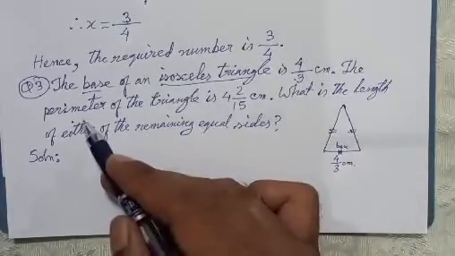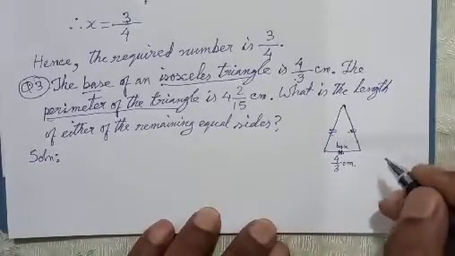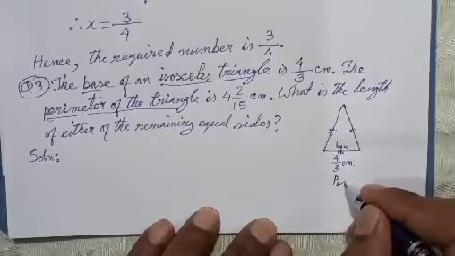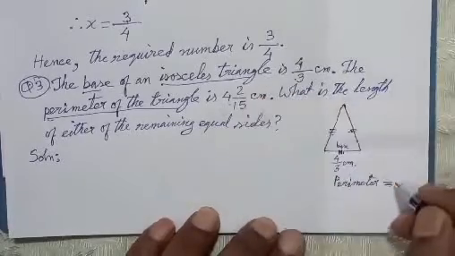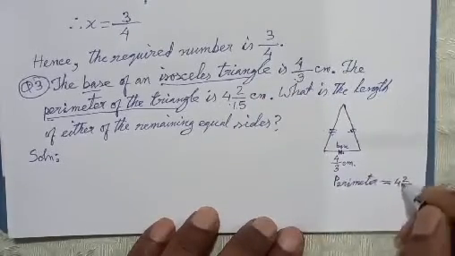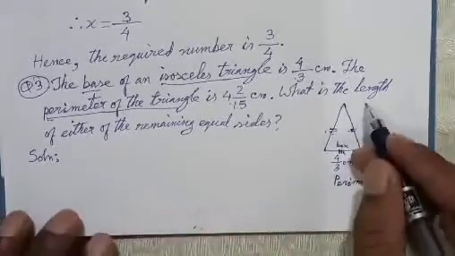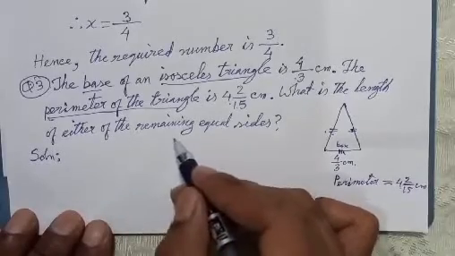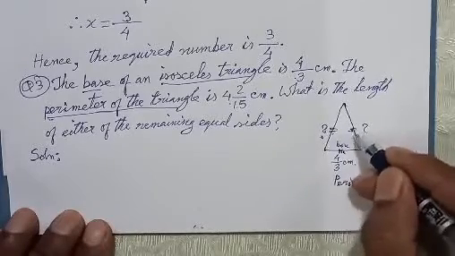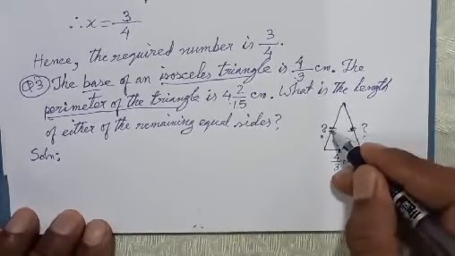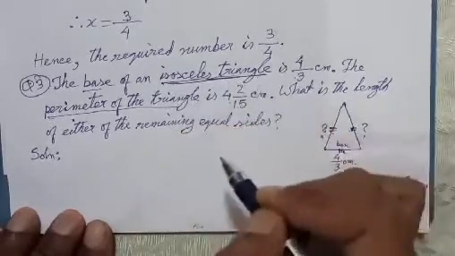The perimeter of the triangle. What is meant by perimeter of the triangle? The sum of the three sides of a triangle is called the perimeter. And the perimeter is given. Perimeter of the triangle is 4 whole number 2 by 15 centimeter. The sum of these three sides will be 4 whole number 2 by 15 centimeter. What is the length of either of the remaining equal sides? Here, either of the remaining sides means this side and this side. The lengths of these two sides will be equal, because the given triangle is an isosceles triangle.